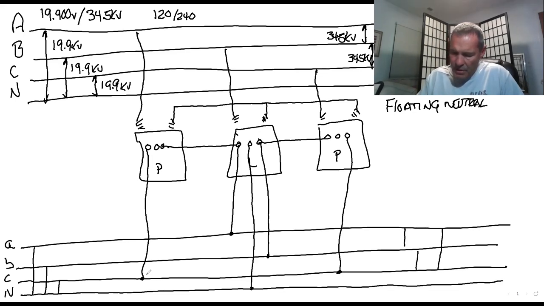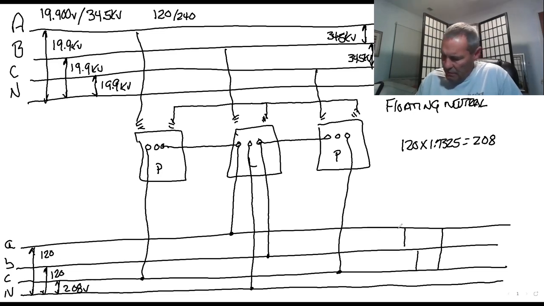Wiring is complete. Now I just need to do my bottom voltages. So A to N is 120, B to N is 120. Gotta watch out here. C is my power leg. So that's 120 times 1.7325 equals 208. So that's 208. This is where a lot of people get tripped up, is they forget the power leg voltage is the base to ground voltage times 1.7325. And they put 120 down here. That's not correct. Phase to phase is 240.